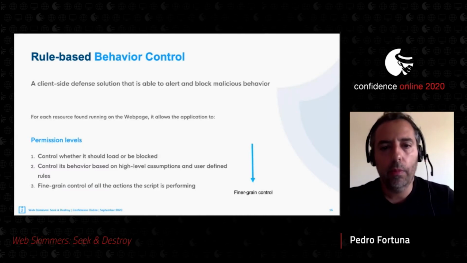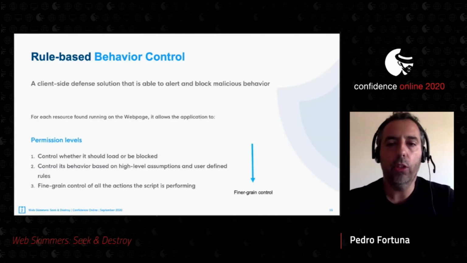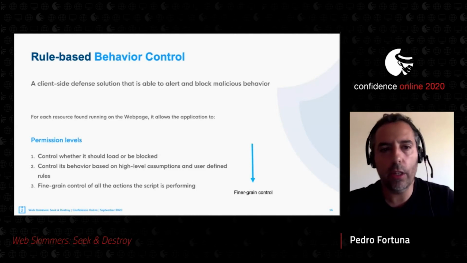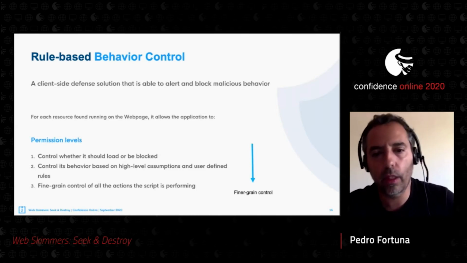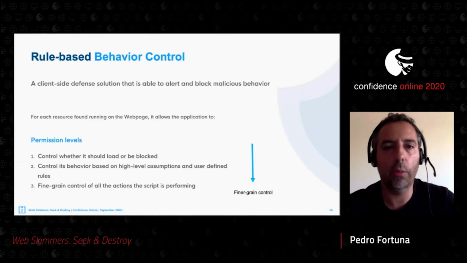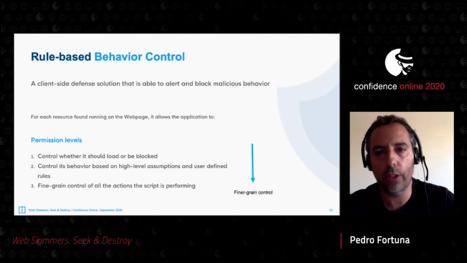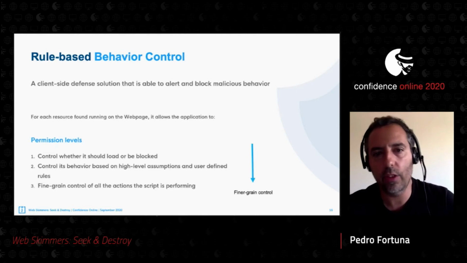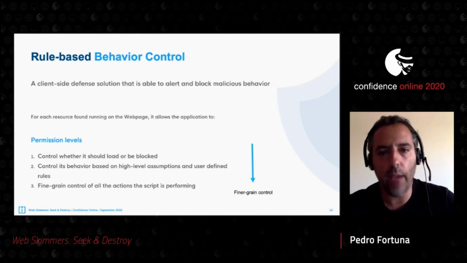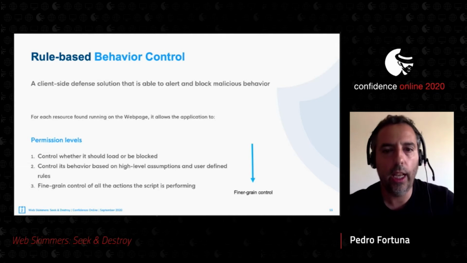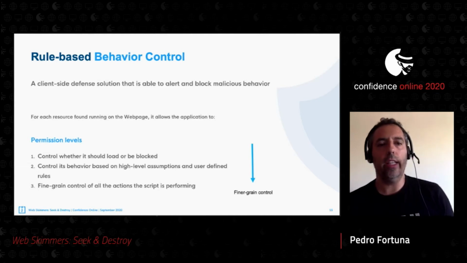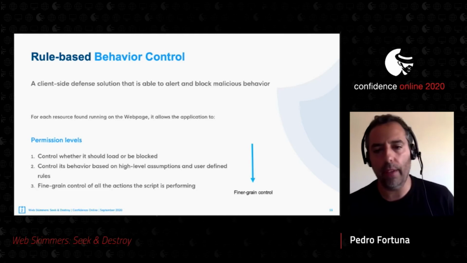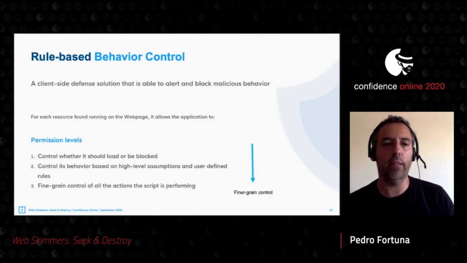So now I'll present what we have been doing to hunt down skimmers. Before I get into the main theme of this talk, I will tell you about the solution and approach that we have been following lately. We have built a client-side defense solution that is able to alert and block malicious behavior. It allows you to set permission levels for each resource in the page, regardless of whether it's first party or third party. You can control whether a certain file can be loaded or be blocked.